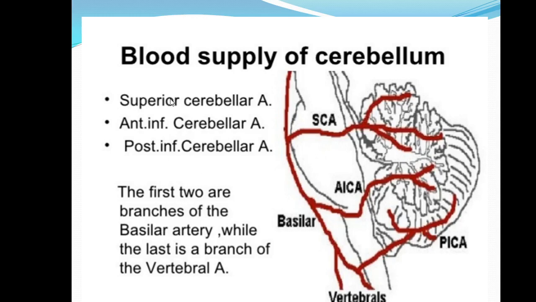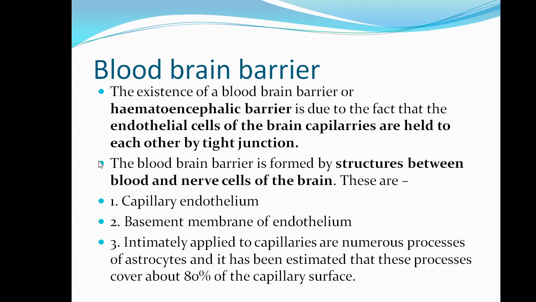The superior and anterior inferior cerebellar arteries are the branches of the basilar artery. So these two are the branches of the basilar artery, and the posterior inferior cerebellar artery here is a branch of the vertebral artery. Then coming to the blood-brain barrier.